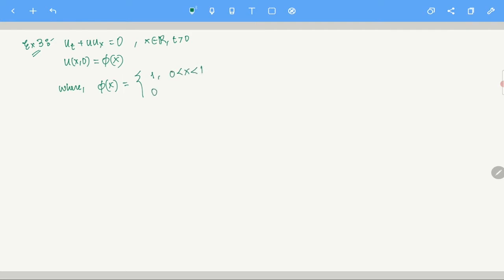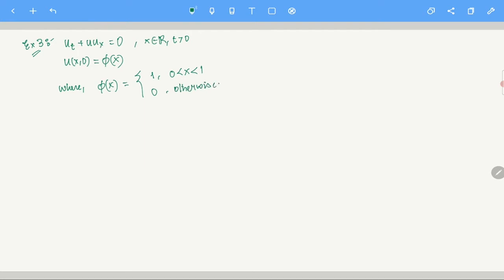So this is example 3 of this conservation law. You have this problem, u t plus u u x equals 0, with u at the point (x, 0) equal to phi of x, for x in R and t positive. And what is phi? Phi of x is given to be 1 for x between 0 and 1 and 0 otherwise.